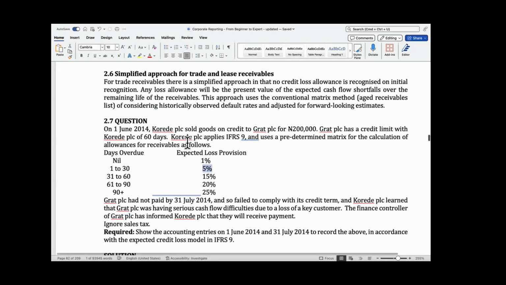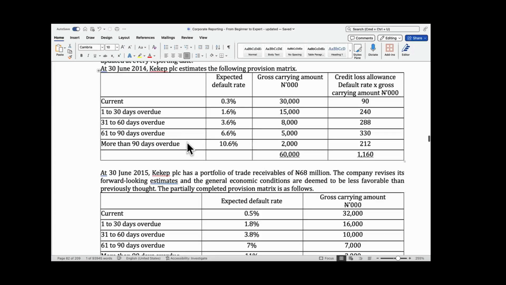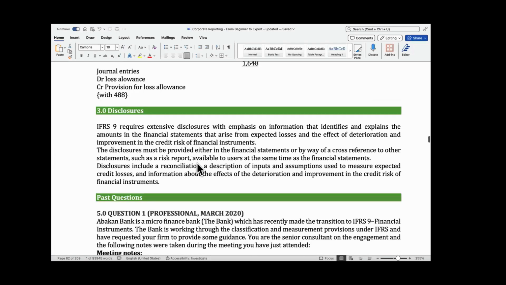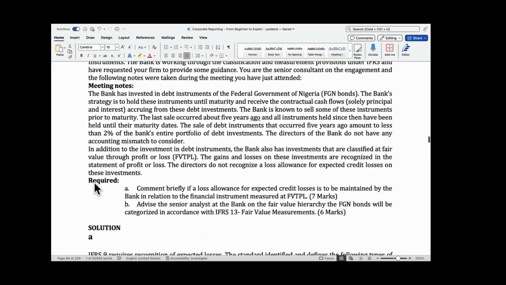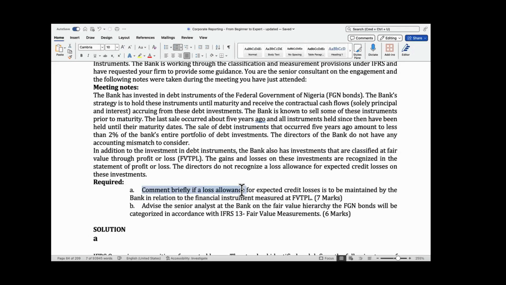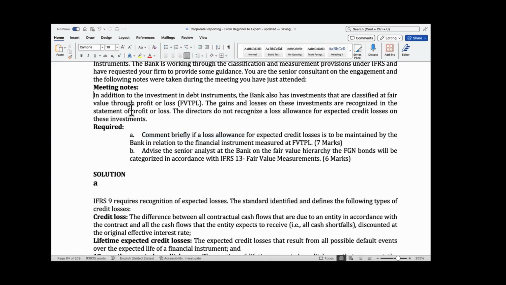And even this question also, which I implore you to look at. The last time it was asked was around March 2020, a long time ago. If you look at the requirement of this question, it says that you should comment briefly if a loss allowance for ECL is to be maintained by the bank in relation to the financial instrument measured. This particular part is not relevant. What is relevant is just this one.